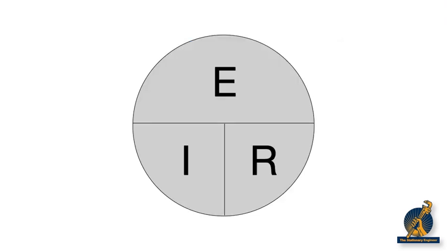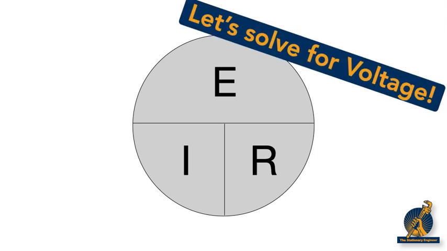So how do we actually use Ohm's Law? I'm sure several of you have seen the Ohm's Law wheel with E for voltage, I for current, and R for resistance. Pretty simple to use. Let's get into it.